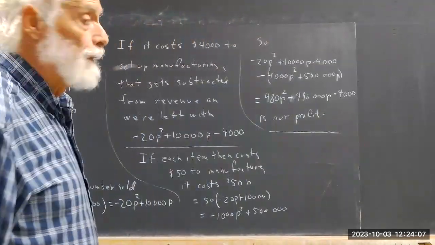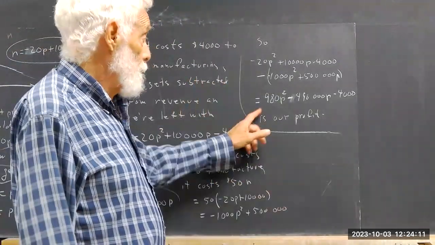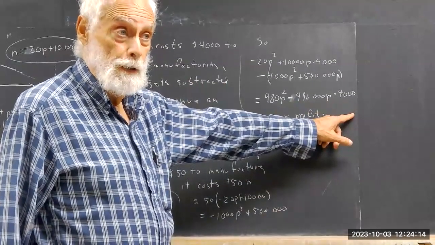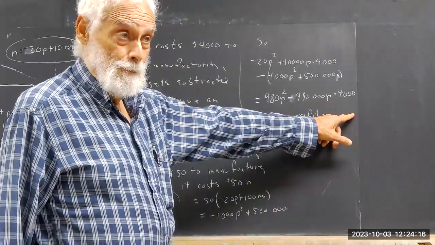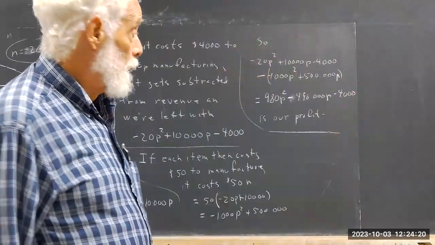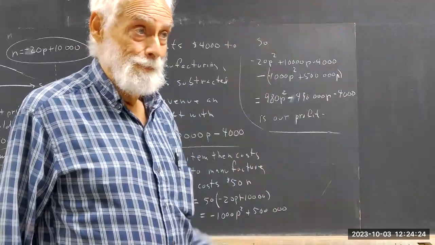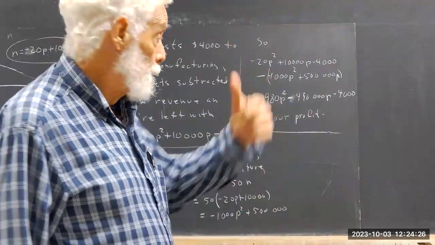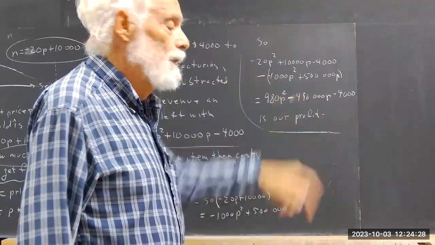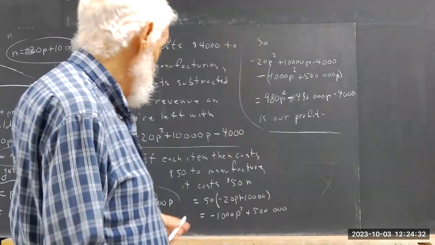So now we can ask, how many do we have to sell to break even? Set our profit equal to 0. That's where we break even. We can ask what's our maximum profit. We just have to graph this function and figure out where the peak is. It'll give you some maximum profit. It'll also tell us how much we should be charging to maximize our profit.